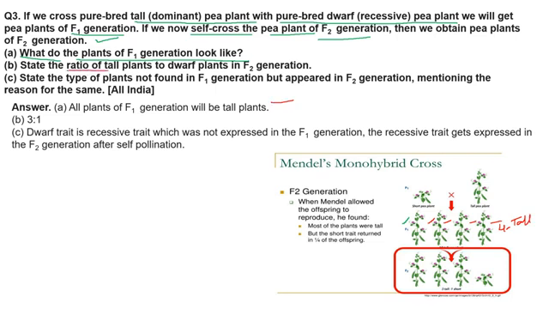State the ratio of the tall plants to dwarf plants in F2 generation. Ratio of the tall plants and the dwarf plants, that means they have asked the phenotype ratio. So 3 plants out of 4 are tall and 1 plant is short. So 3:1 is the ratio. State the type of the plants not found in F1 generation but appeared in F2 generation. Short plant. In F2 generation we can find the short plant. 25% of the plants were short, but in F1 generation we couldn't find this. So this is how you have to write the answers.